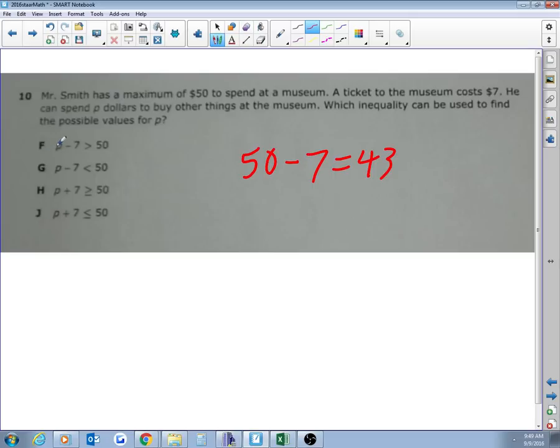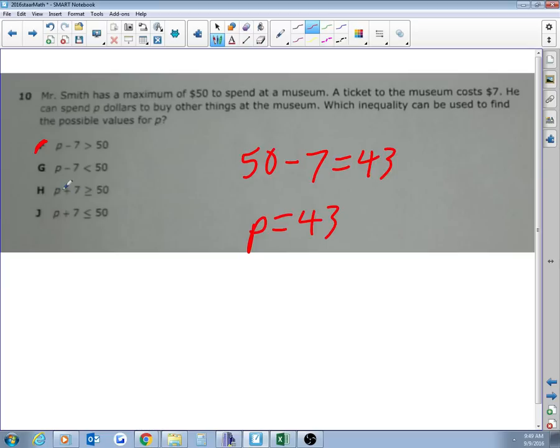So let's see here. P is going to be 43. 43 minus 7 equals 50, or is greater than 50. That's the greater than sign. No. 43 minus 7 is not. So P equals 43 does not work. This one, once again, 43 minus 7 is less than 50. Yeah, that works, but it's not really the best solution.